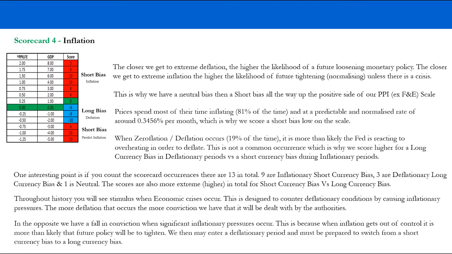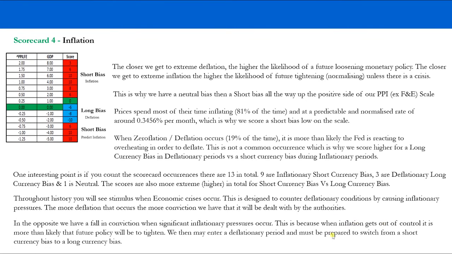That's because when inflation gets out of control, it's more than likely that the future policy from central authorities, the Fed, will be to tighten. And we then may enter a deflationary period, and we have to be prepared to switch from here to here, from a short currency bias to a potential long currency bias. So again, we're trying to be flexible here as traders analyzing the macro data. We systematically score it and we try to be objective in our bias. This is something you should be picking up quite naturally now and should be quite familiar to you, as we've seen in previous videos when analyzing inflation and macro data.